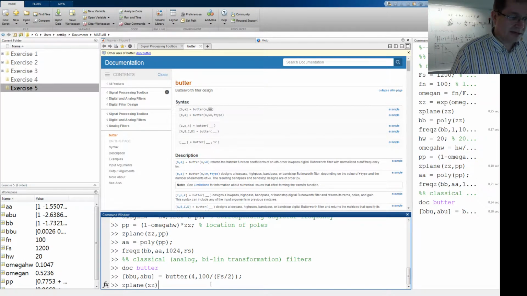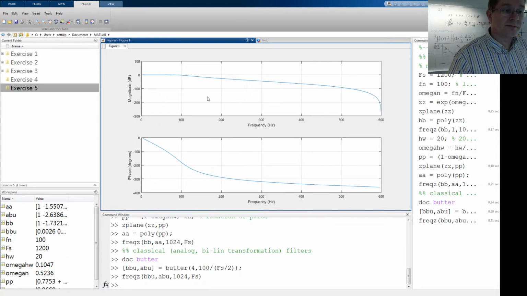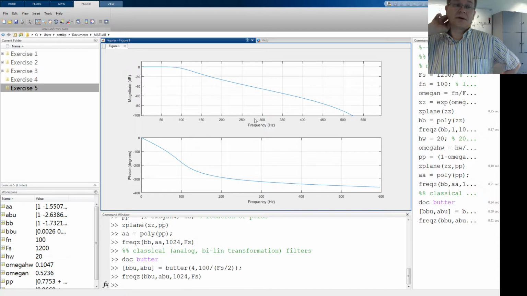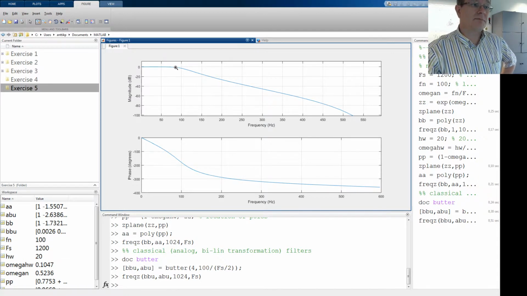Let's make this not the z plane. Frequency response, b, a. Yep. That's the fourth order Butterworth filter. It has a fairly flat passband and then a not too steep transition band, and the cutoff frequency is right here.